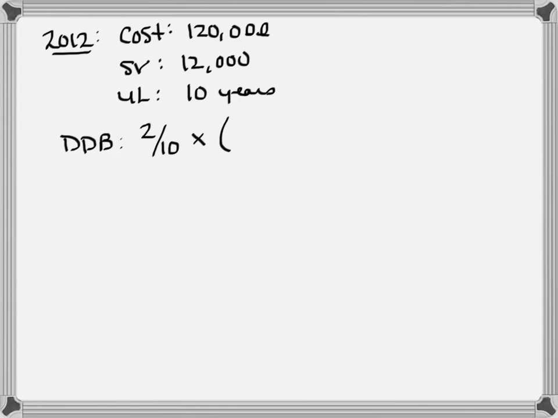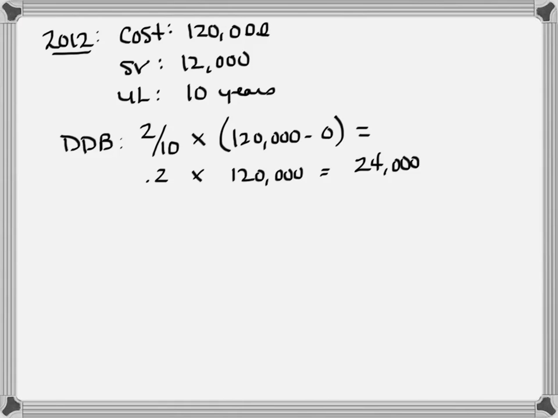First, we're going to take 2 divided by useful life in years. So 2 divided by 10. And we're going to multiply that by the cost, and we know the cost to be $120,000. And we're going to subtract out 0. Why 0? Well, remember, it's cost minus accumulated depreciation. This asset is in its first year of life, so we have not yet depreciated. So at this moment, accumulated depreciation is indeed 0. When we multiply that out, we get 0.2 times 120,000, which gives us 24,000.